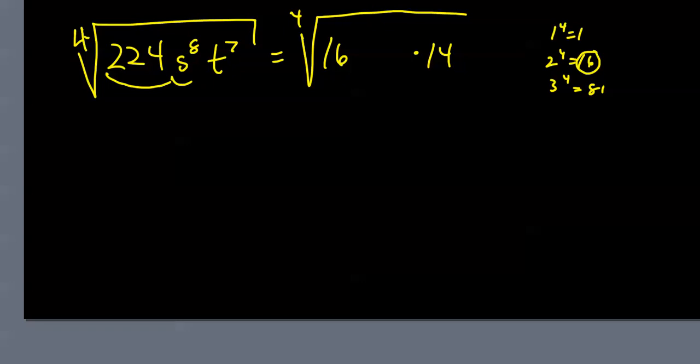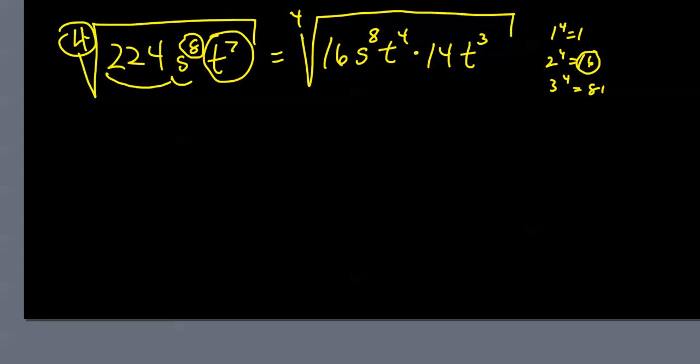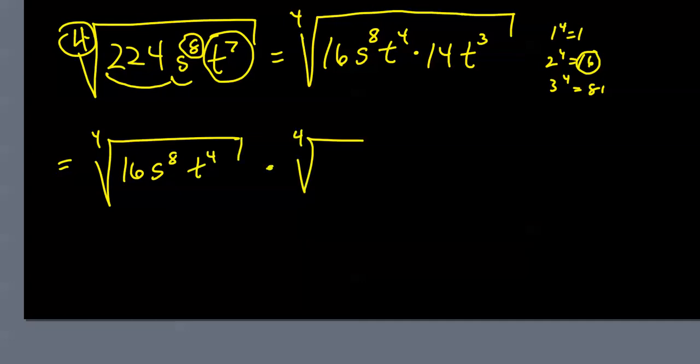S to the 8th. Remember, you can take out all 8 powers because 8 is a multiple of 4. So s to the 8th I'll pile up on the left here. T to the 7th. Well, 7 is not a multiple of 4, so I can pull out 4 t's, but 3 t's are going to have to stay inside. Alright, I can now rewrite this as the fourth root of 16 s to the 8th t to the 4th times the fourth root of 14t cubed.